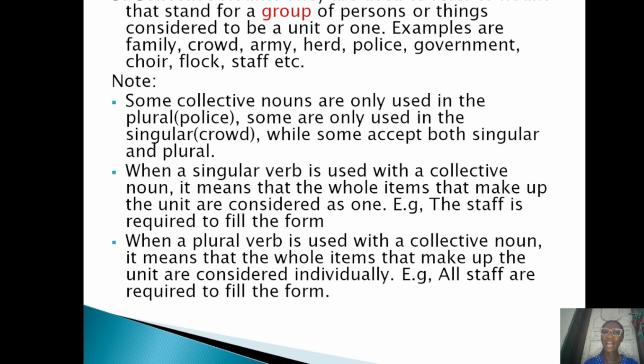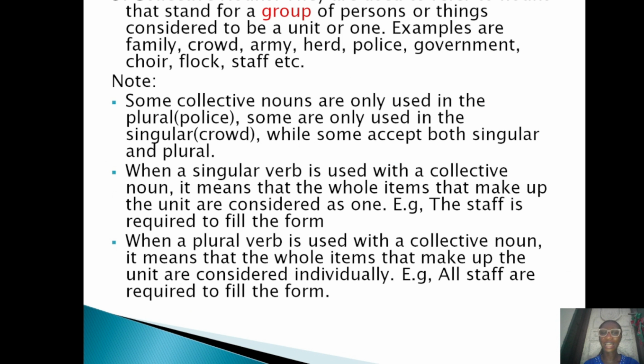It's important to note that some collective nouns are only used in the plural. Like we have police. Police cannot be used in the singular. It is a plural noun. There are some that are only used in the singular. That is crowd. While there are some collective nouns that accept both singular and plural forms.